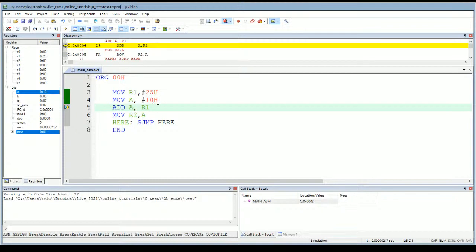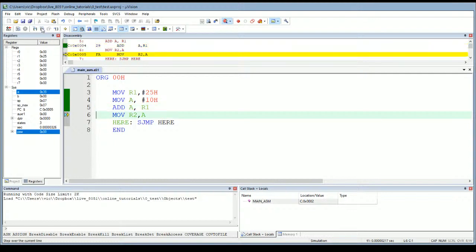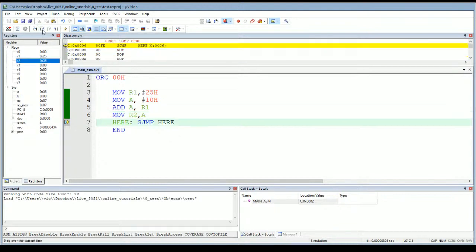So 10h indicates 16, in binary 0001 0000. Yes, it is 16. And now the addition is 35, and we are moving this addition into R2. So here R2 is again 35, and it will remain here.